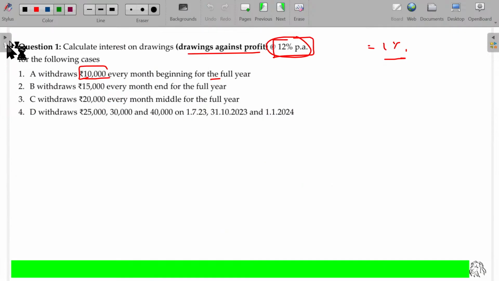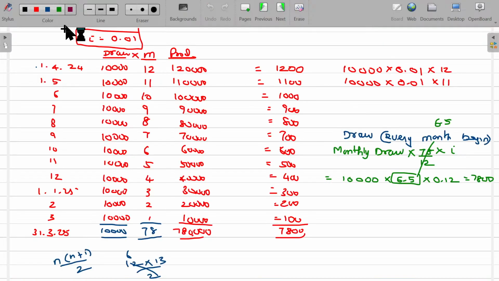Now B withdraws 15,000 every month end. What happens in this scenario? Drawings being every month end. Instead of 1st April, if he draws on 30th April, how much? 15,000. Rather than 12, it will be only 11 months. And it is 10. Finally, if you draw on exactly 31st March, it carries no interest. Then apply the same formula.